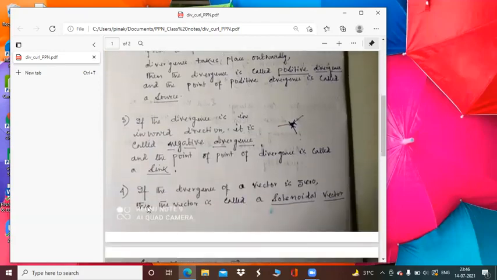And point number 4, if the divergence of a vector is 0, then the vector is called a solenoidal vector. So what is a solenoidal vector? If the divergence of a vector comes out to be 0, then the vector is called a solenoidal vector.